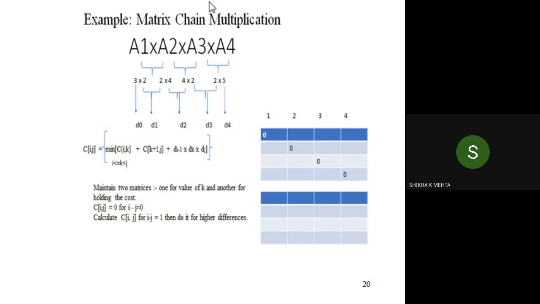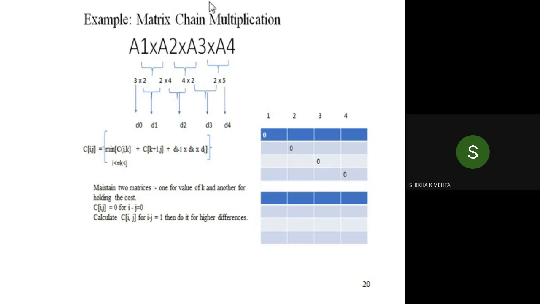So let us see this particular chain. Here we have considered 4 matrices A1, A2, A3 and A4. The dimension of A1 is 3 by 2, A2 is 2 by 4, A3 is 4 by 2, and A4 is 2 by 5. So we have taken d0 is 3, d1 is 2, as I told you, that is common. d2 is 4, then d3 is 2 again, then d4 is 5.